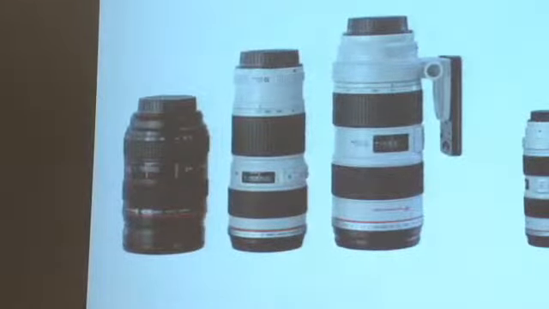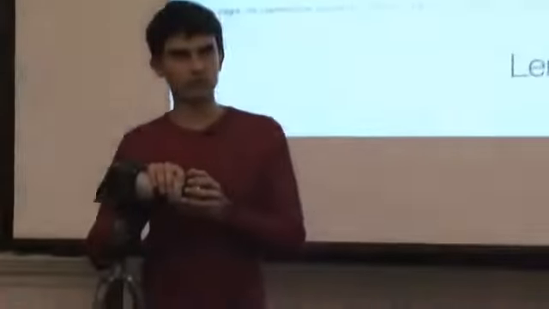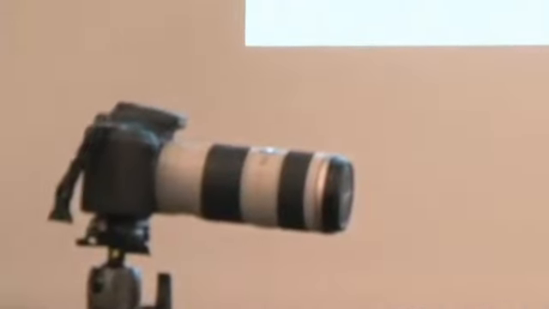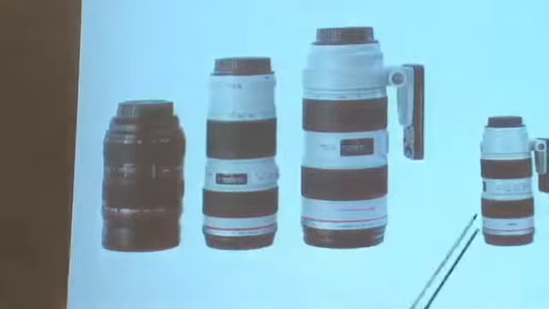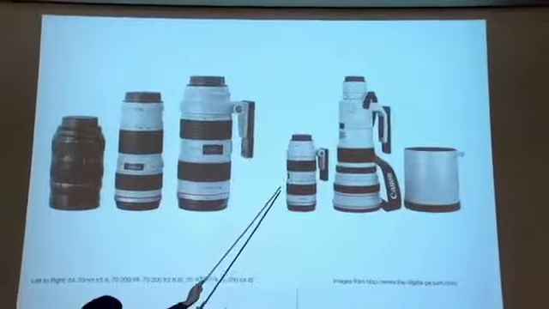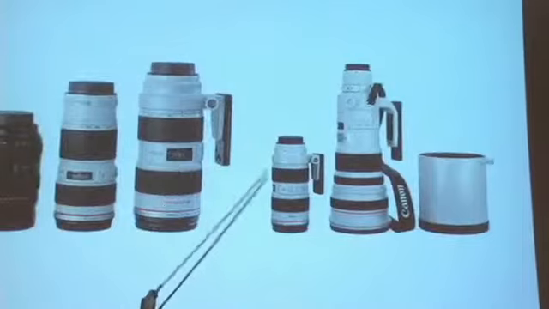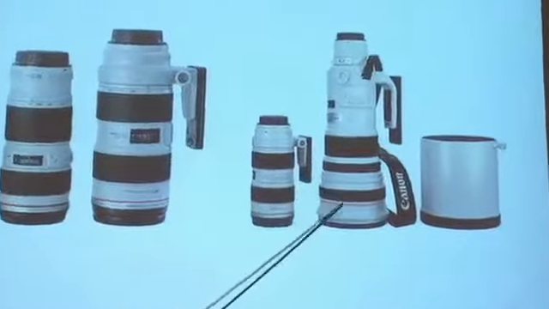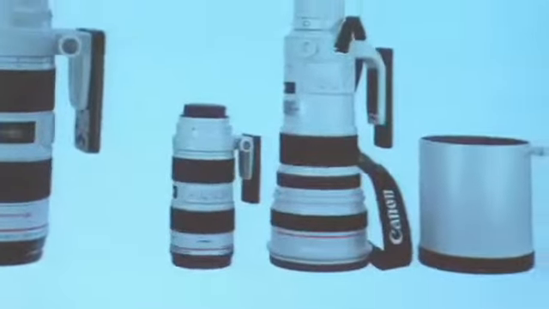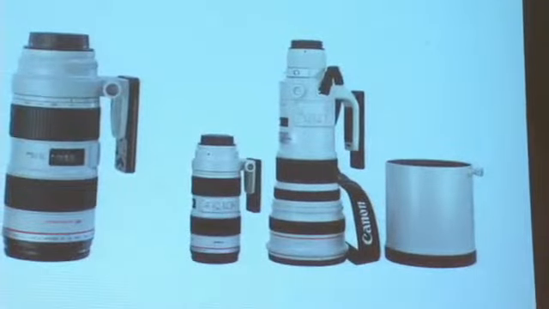Just to give you a comparison, this is a 70 to 200 f4, but it's an IS version, so it's just slightly larger than this one perhaps, but it's definitely not as big as this. Okay, so moving on this side, we have this lens, this 70 to 200 f2.8 right here, and then next to it, this behemoth of a lens is a 500 millimeter f4.